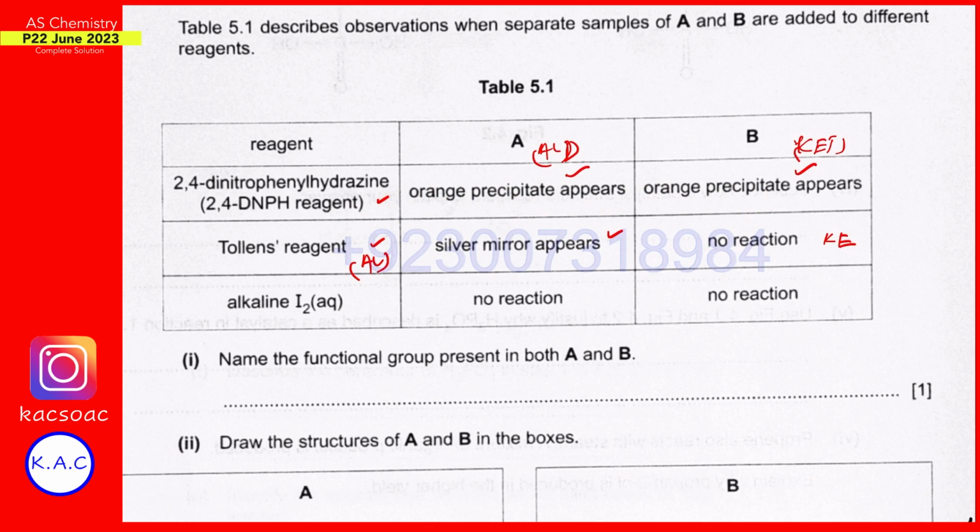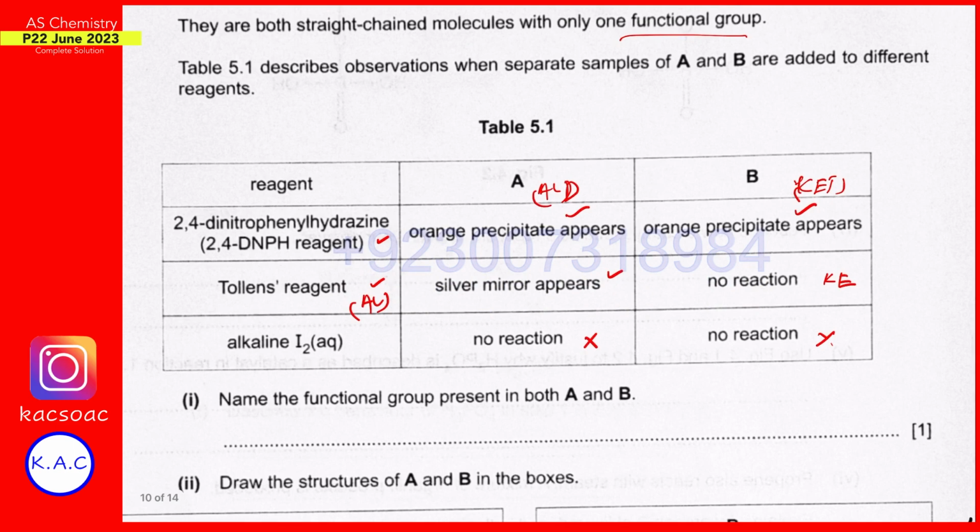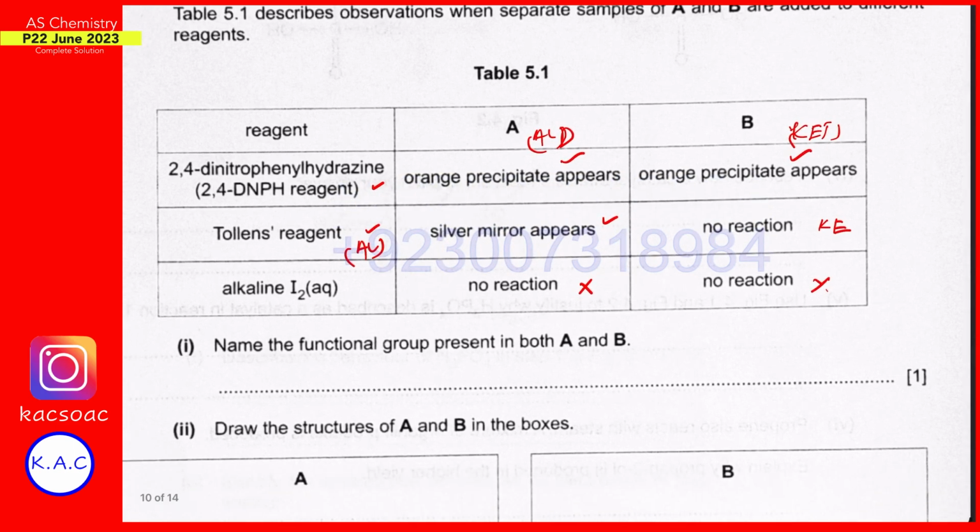Alkaline aqueous iodine, no reaction. This means that neither compound A nor B has the CH3C=O group. Name the functional group present in both A and B. The collective functional group for aldehyde and ketone is carbonyl.